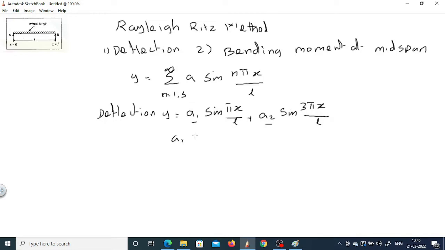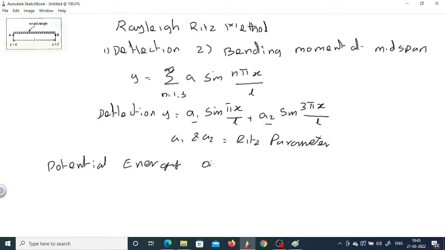The a1 and a2 are called Ritz parameters in the Rayleigh-Ritz method problem. So these two should be identified. How can we identify these two? Yes, with the aid of the potential energy formula of the beam.